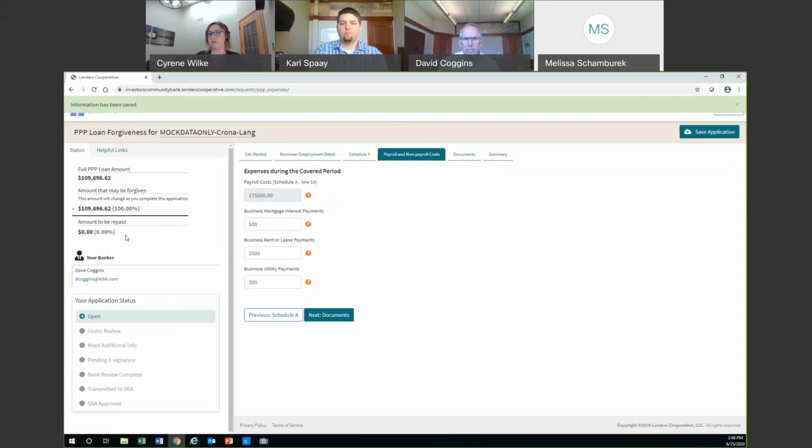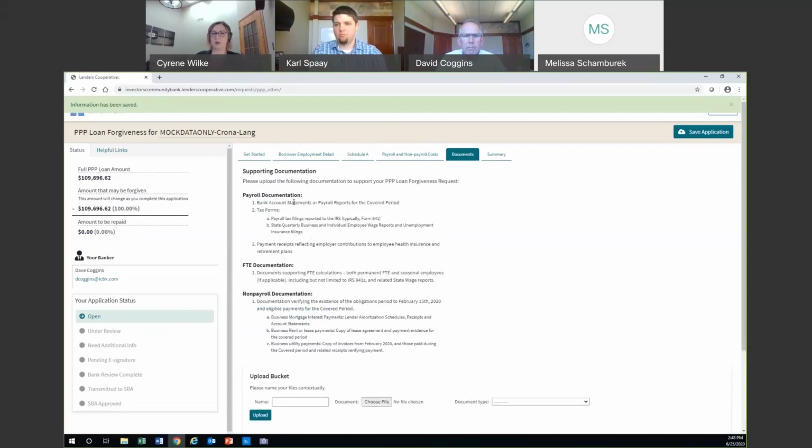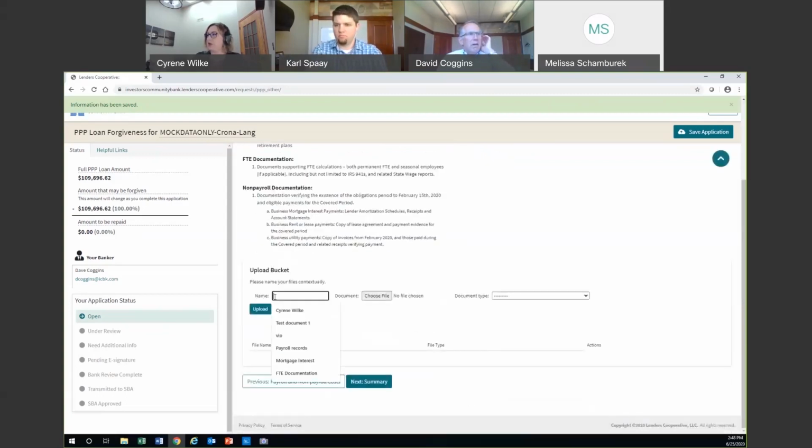So again, it doesn't need to be overcomplicated. You enter in your payroll documentation or your payroll numbers, your non-payroll expenses, and then all we need to do is on the next screen, we ask that you upload the supporting documentation. So the supporting documentation may include bank account statements, as Carl went through in detail. Maybe you have tax forms, receipts, canceled checks, and we have a little guide here to walk you through what documentation might be helpful.